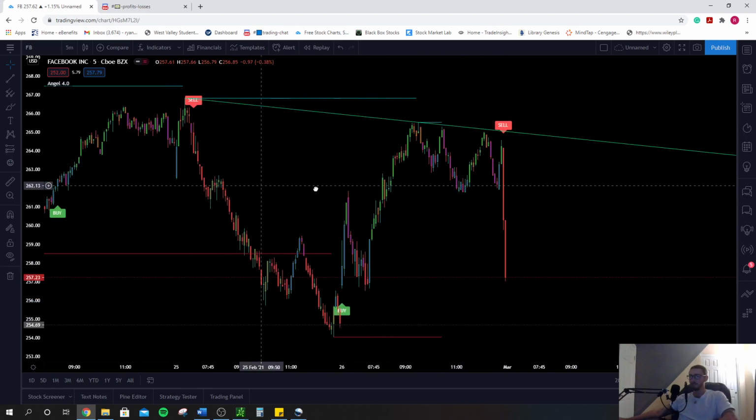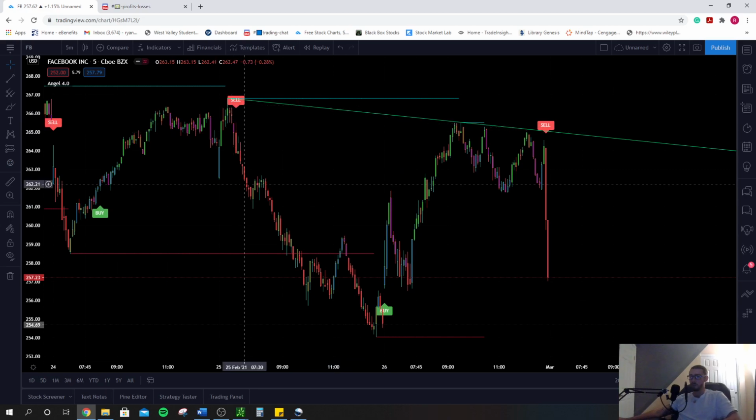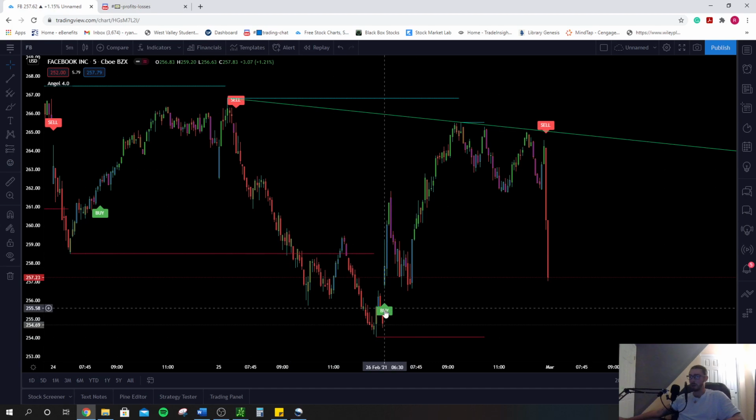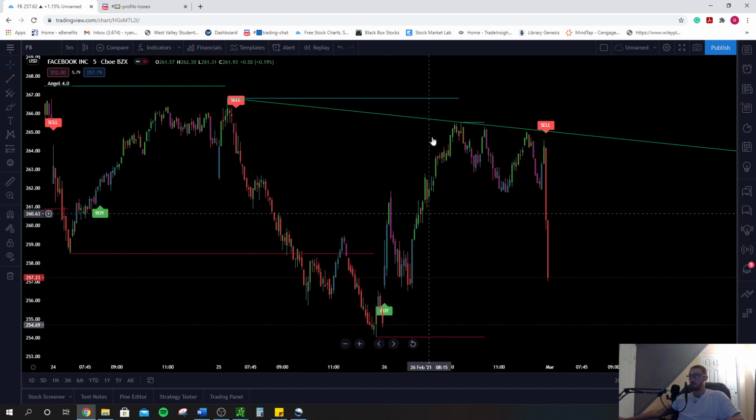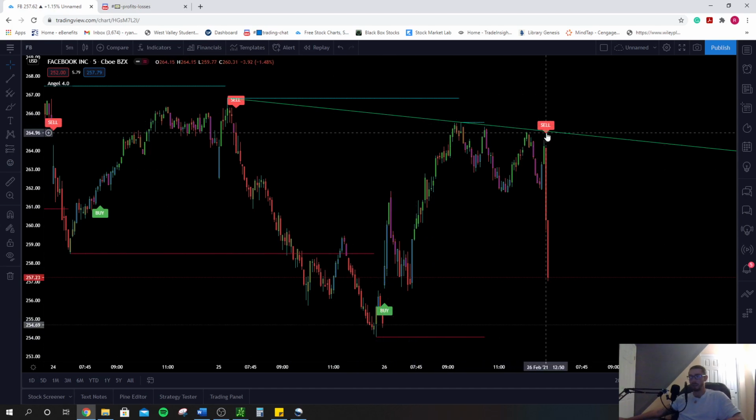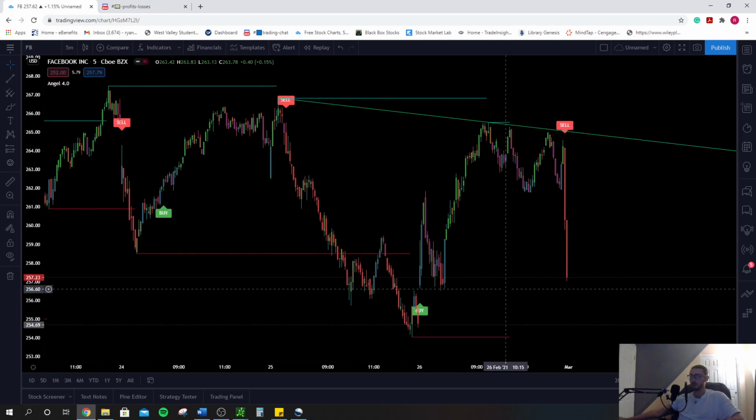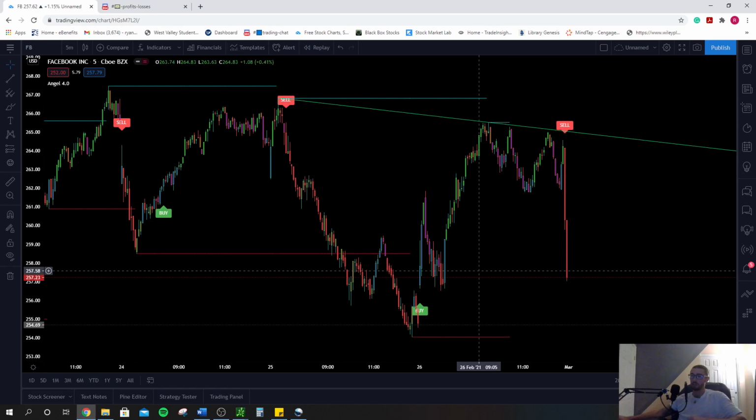So this sell coming off the trend line, profit target to the support. This buy coming off the support, profit target to the trend line. This sell off the trend line, profit target to the support line. All of these used in conjunction is going to give you the highest edge and probability in constructing your trading plan.